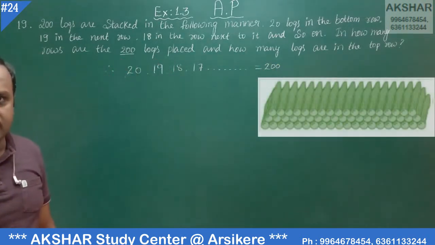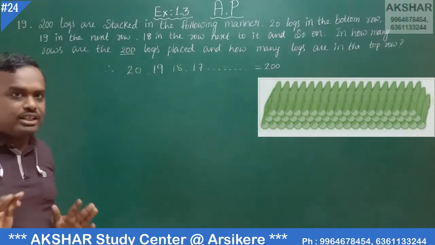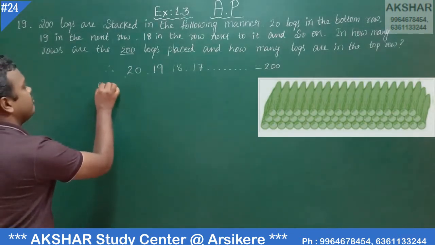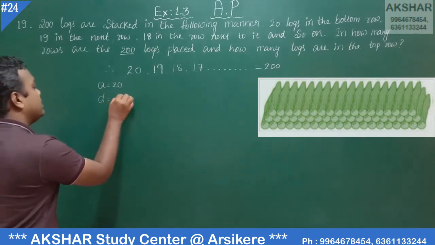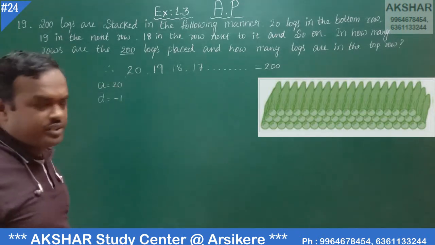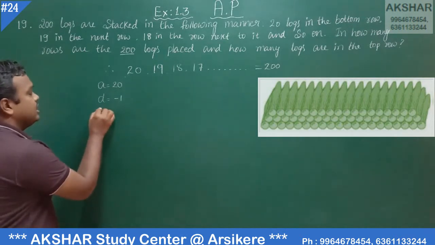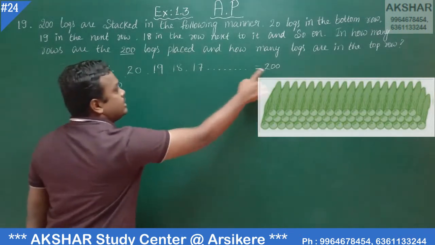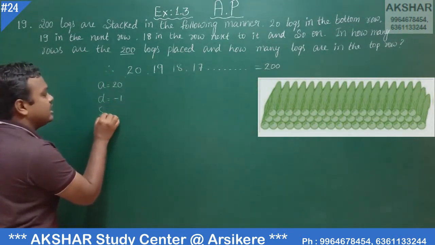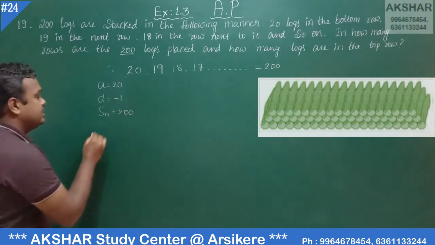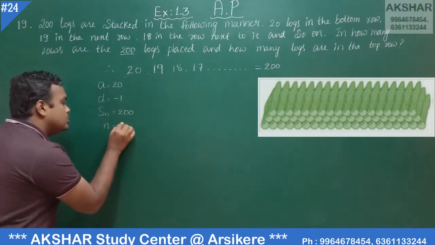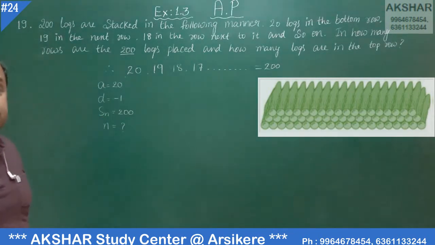Okay, children? Yes. Come, let us do. I will collect the information. Here, a is equal to 20, d is equal to minus 1. I will write directly. And thereafter, what is this 200? 200 is considered as Sn, which is equal to 200. Next, n is equal to question mark. Number of terms is equal to question mark.